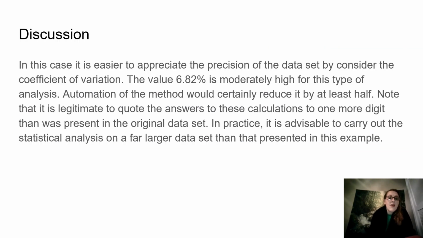Discussion. In this case, it is easier to appreciate the precision of the dataset by considering the coefficient of variation. The value 6.82% is moderately high for this type of analysis. Automation of the method would certainly reduce it by at least half.